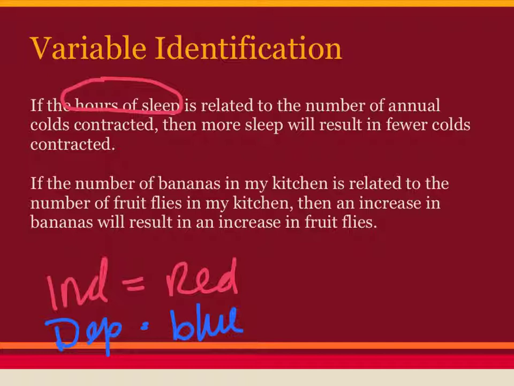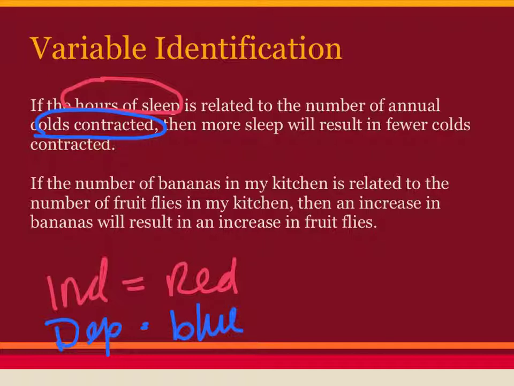As a result, because of how much sleep I have, I might contract more colds. I might contract fewer colds. If I control my sleep and I sleep more, then I would likely have fewer colds. That is a result of my sleep. So the colds contracted would be the dependent variable.